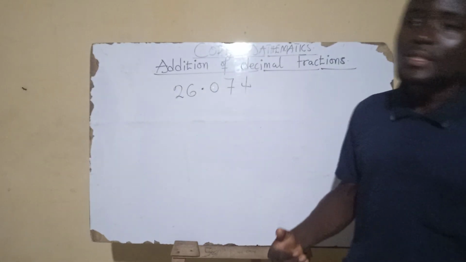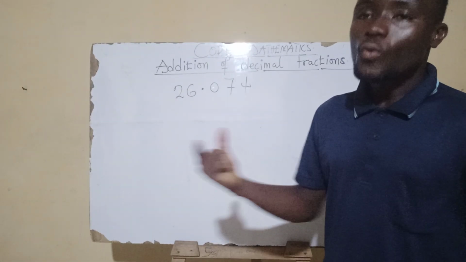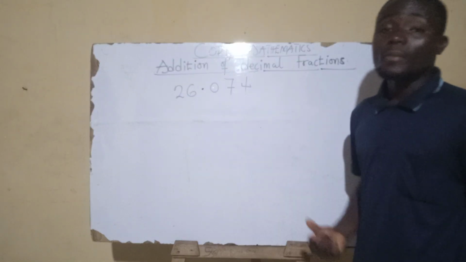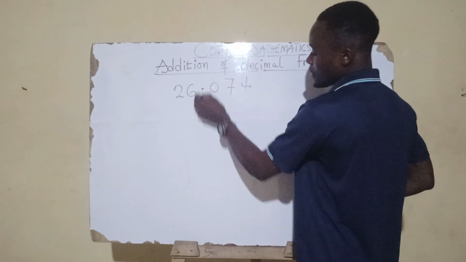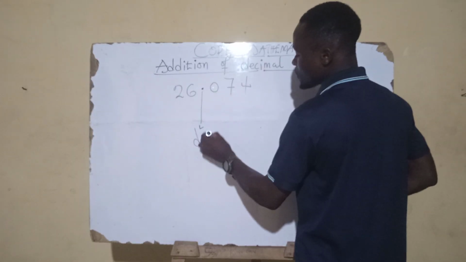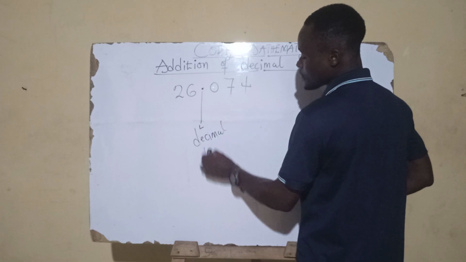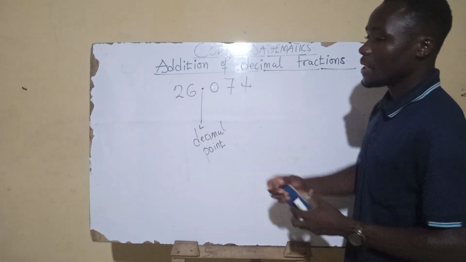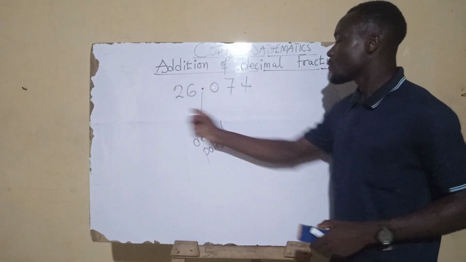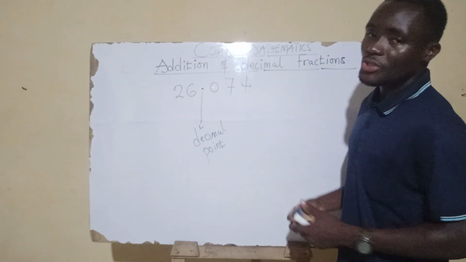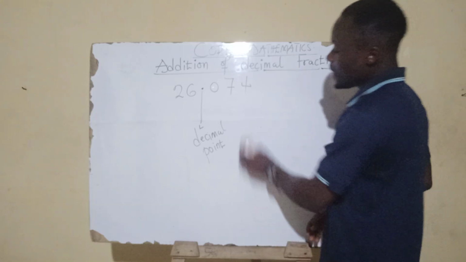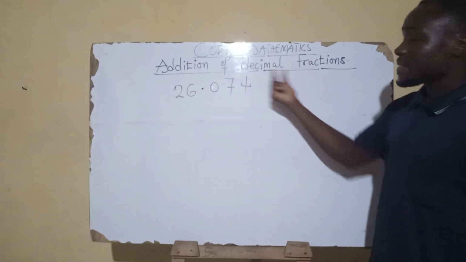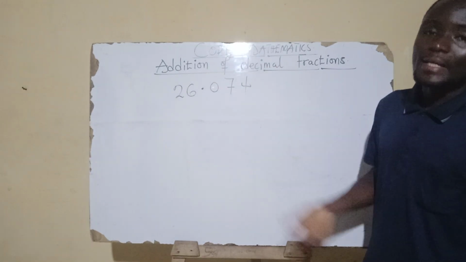Remember, a decimal fraction has the whole part, a whole number, and the decimal part. This becomes the decimal point, and because of this decimal point, what we have here is a decimal fraction. Very good. Now let's see how to add decimal fractions.